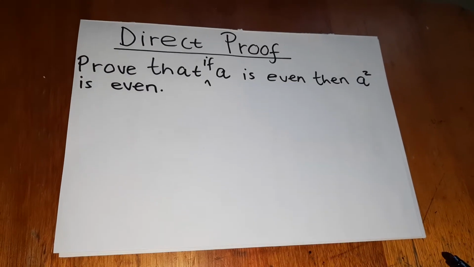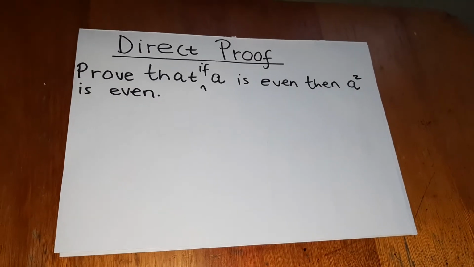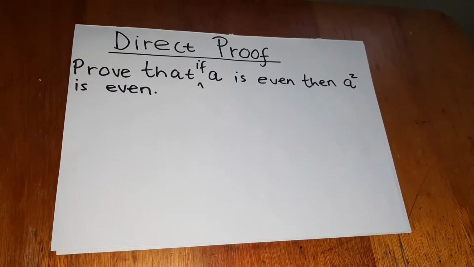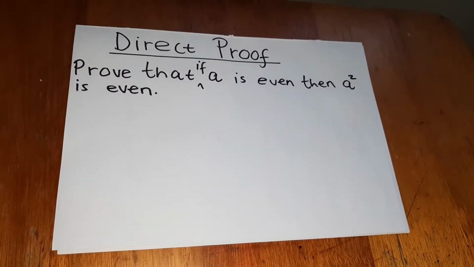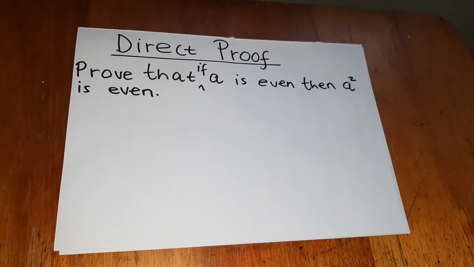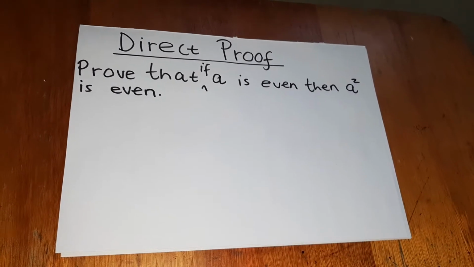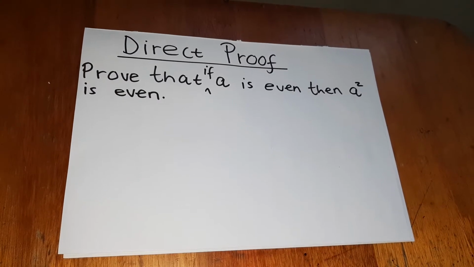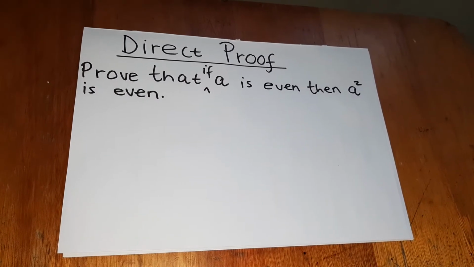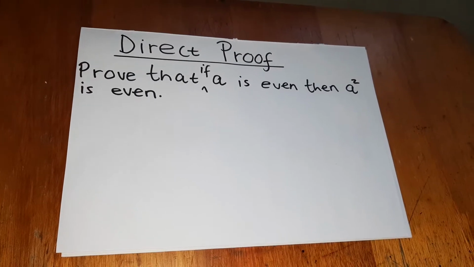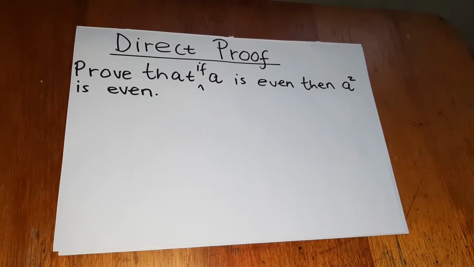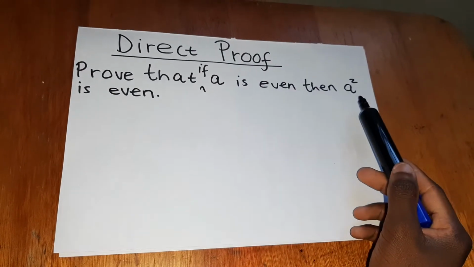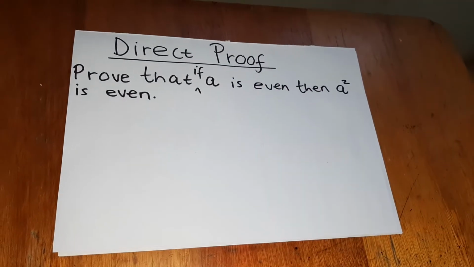Hello guys, in this video we will do one example of direct proof and one example of contrapositive. So let us start. This is the first question. Prove that if A is even, then A squared is even. Now we want to prove that if our A is even, then our A squared is also even.